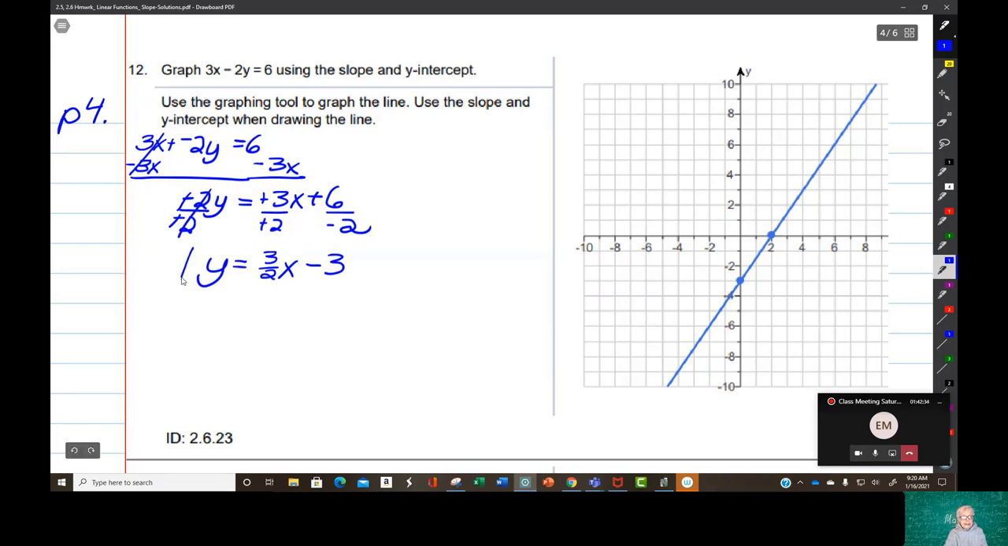All right, this is the slope-intercept version of this line right there. I'll even make an arrow.